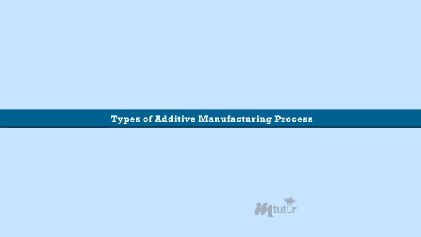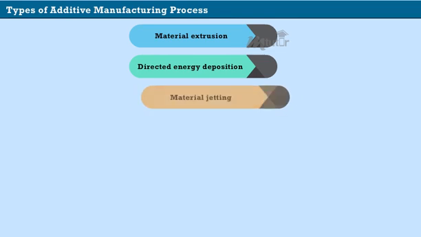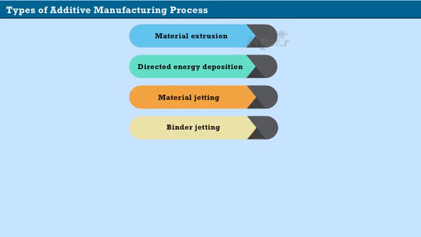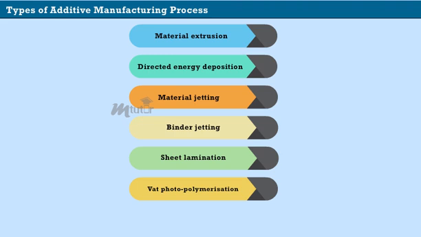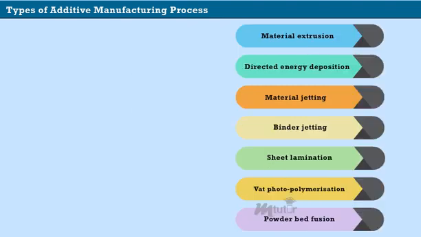Types of additive manufacturing processes. Types of additive manufacturing processes are material extrusion, directed energy deposition, material jetting, binder jetting, sheet lamination, vat photopolymerization, and powder bed fusion. Let us discuss them one by one.